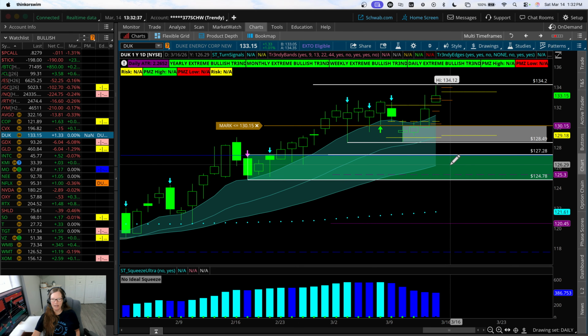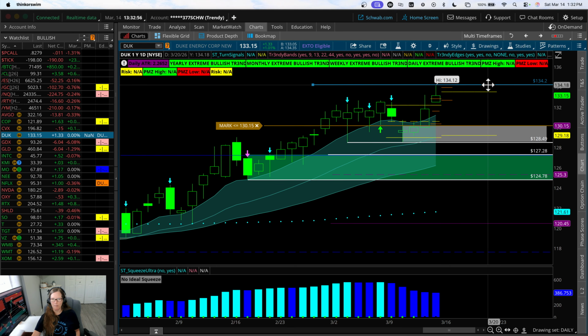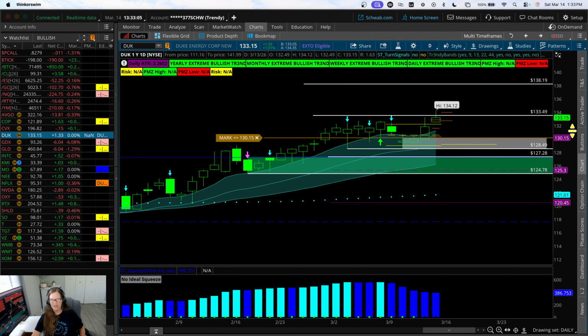Ultimately, I would like to see a pullback to demand down here, but I will watch this zone this week for a potential buy the dip. 130 to 128 and a half. That is approximately $1.50 in risk. And as far as my targets go, that first target's going to be about 133, so that would be just over $3 reward, giving me a 2-for-1 risk to reward. And then I have some extension targets above.